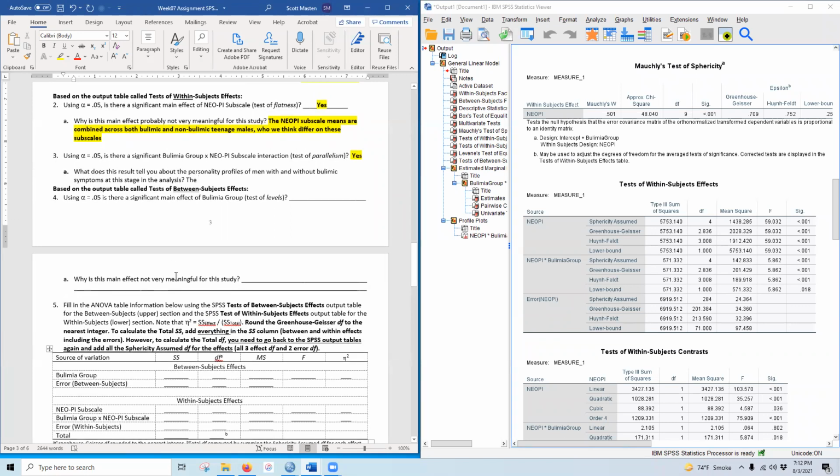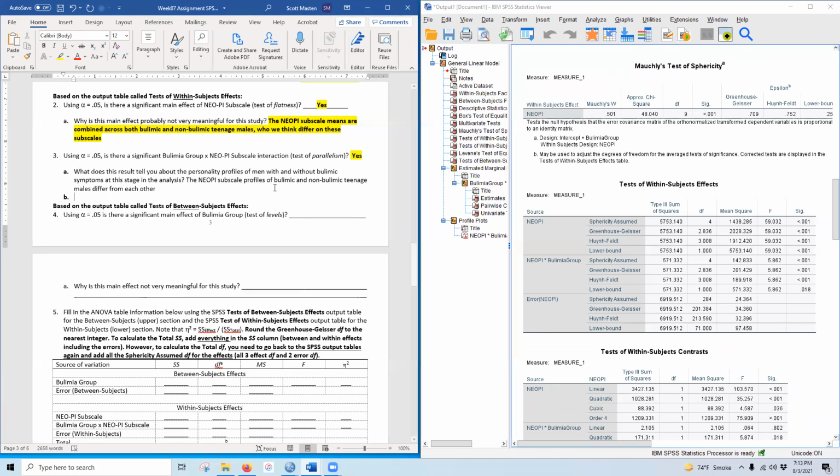I hope it didn't screw anything up. The NEO-PI subscale profiles of bulimic, and I don't know why I capitalized it, I guess it doesn't really matter, bulimic and non-bulimic teenage males differ from each other.